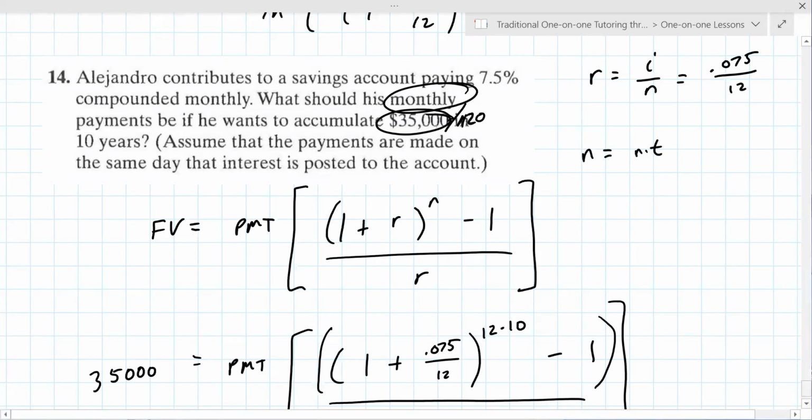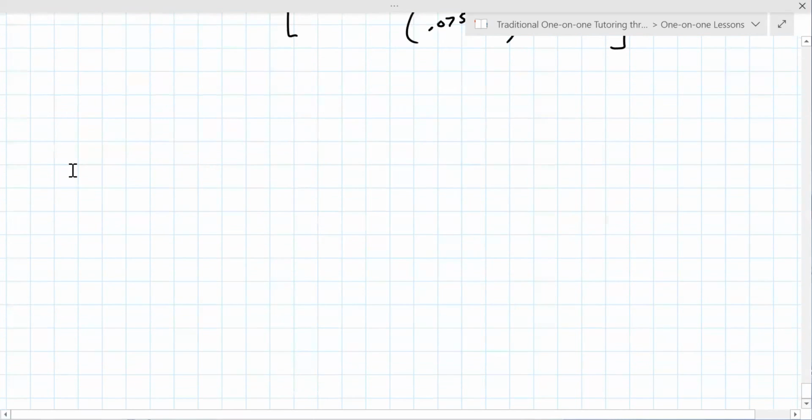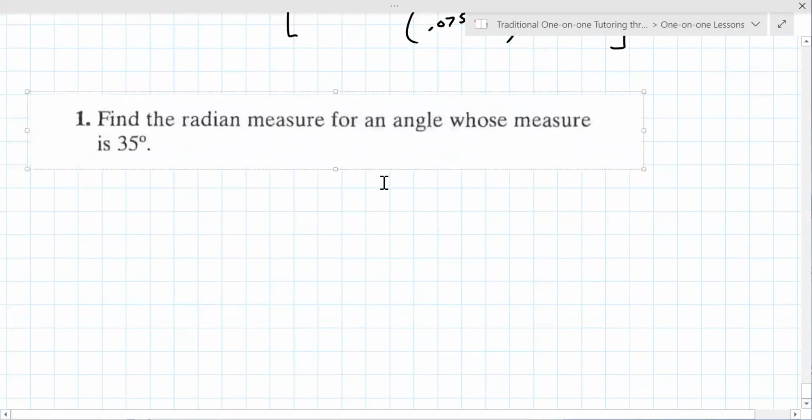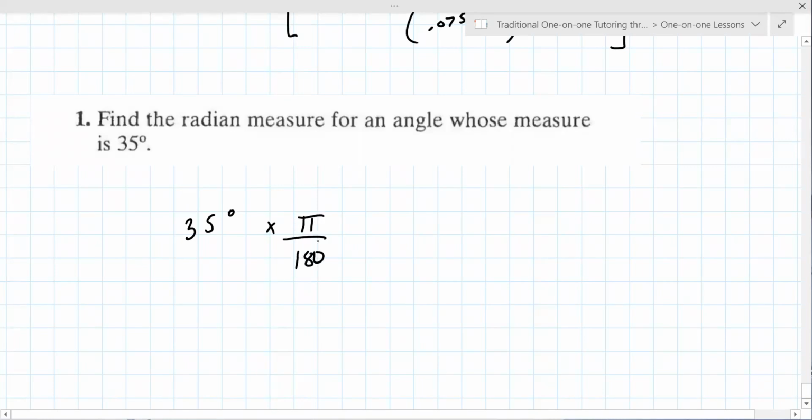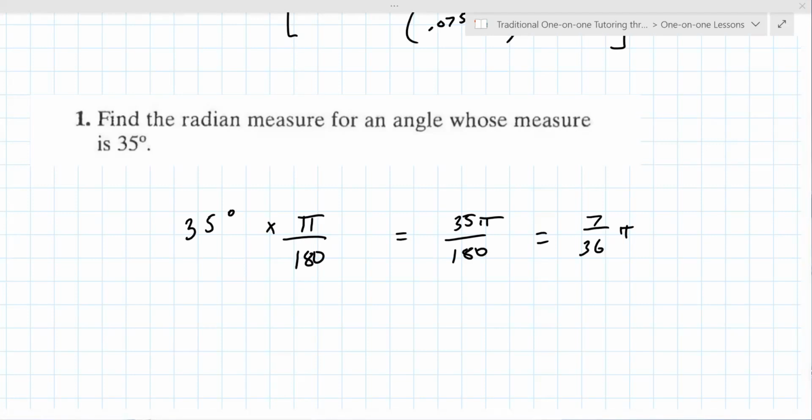Find the radian measure for an angle whose measure is 35 degrees. To convert from degrees to radians, you multiply by pi over 180. And this produces 35 pi over 180. You do have to reduce that fraction to whatever it becomes. That's really the only hard part of this problem, if you don't feel comfortable reducing stuff, which is 7 over 36 pi.